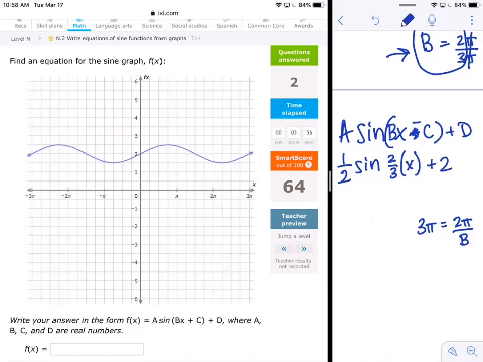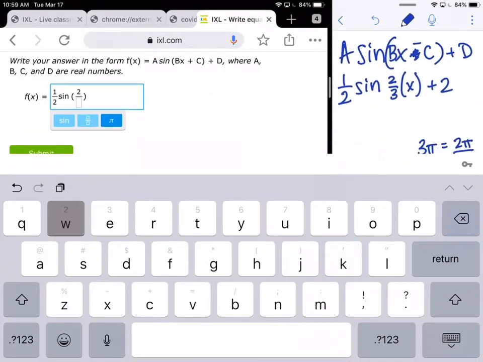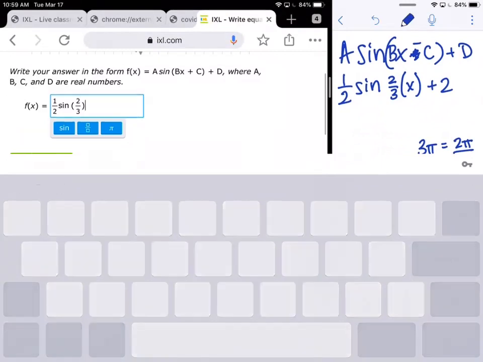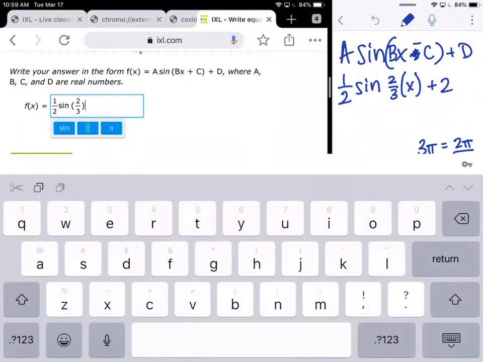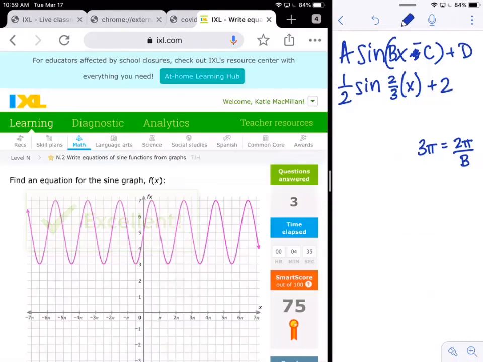So you can write it like this, or as you see here, I'm going to type in, use my fraction, 1 over 2 sine, put in my fraction bar, 2 over 3, put in, see if I can get in there. Wow, my iPad's freaking out. There we go. X. And then plus 2. Right, so I double check. That is my correct answer.